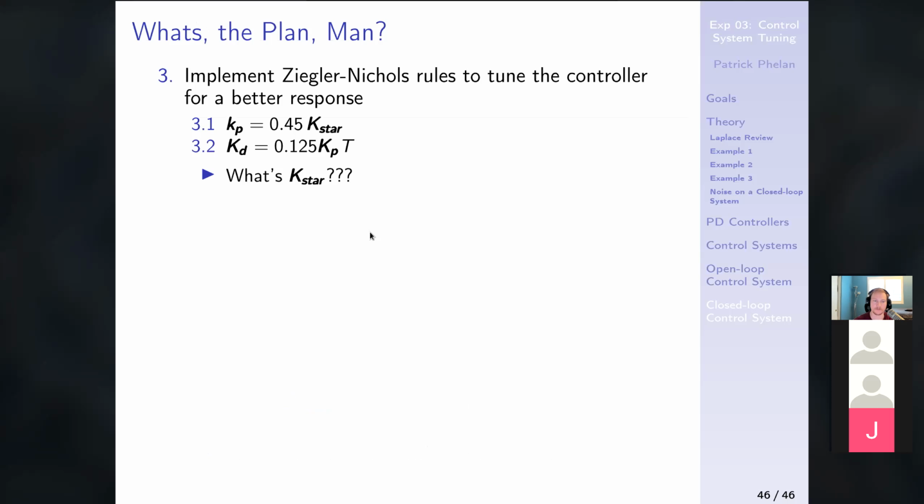Just looking at the chat. All right, so we discussed this part. This is our time period right there. And K star, again, was the value of Kp for when we have a marginally stable system.